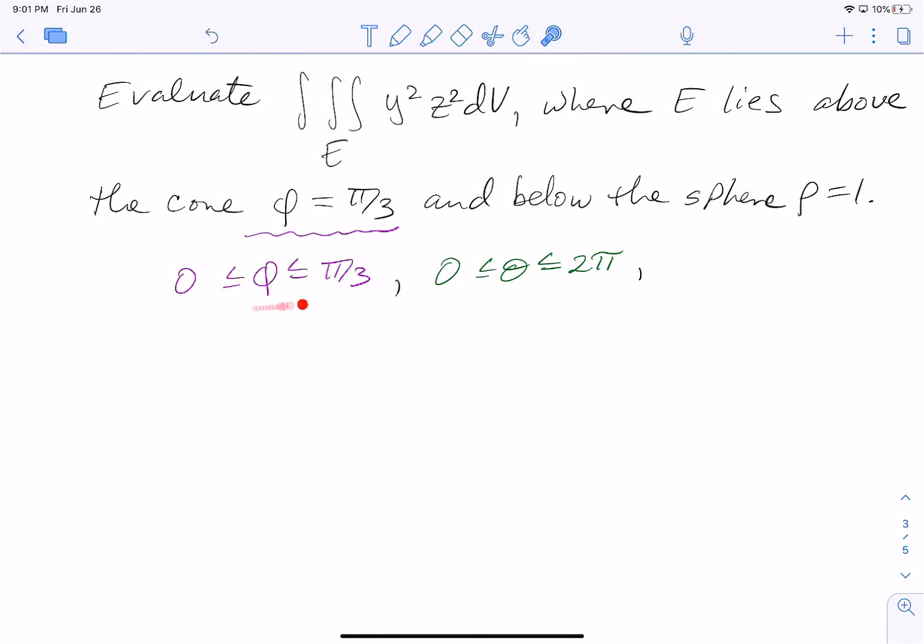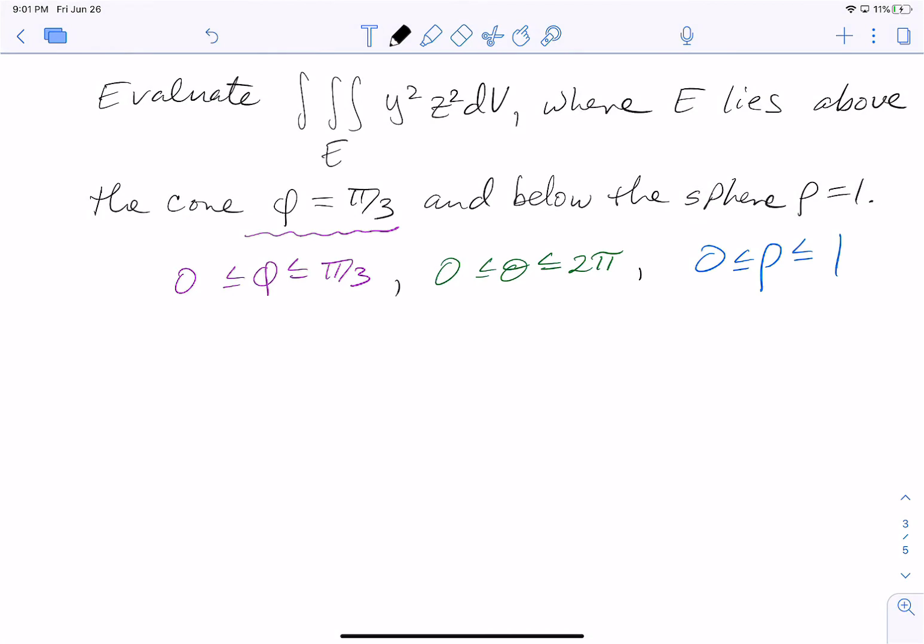Now this cone has its vertex at the origin, which means that rho is going to have a value of 0 at its lower limit. And then since we're talking about the solid below the sphere rho equals 1, we know that the upper limit for rho is equal to 1. So rho is going to be between 0 and 1.